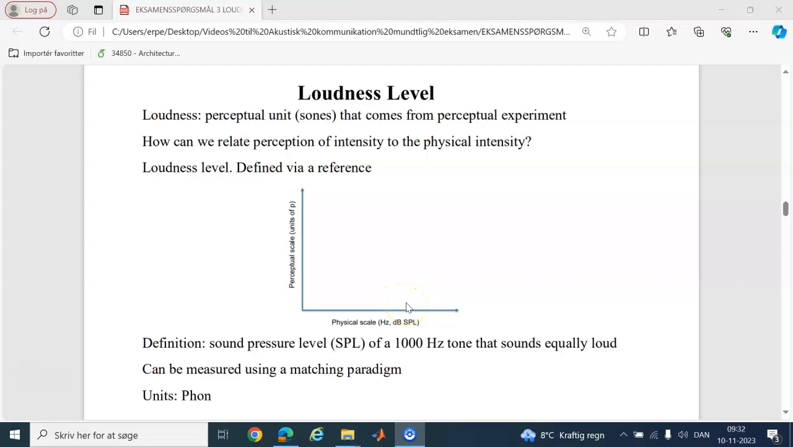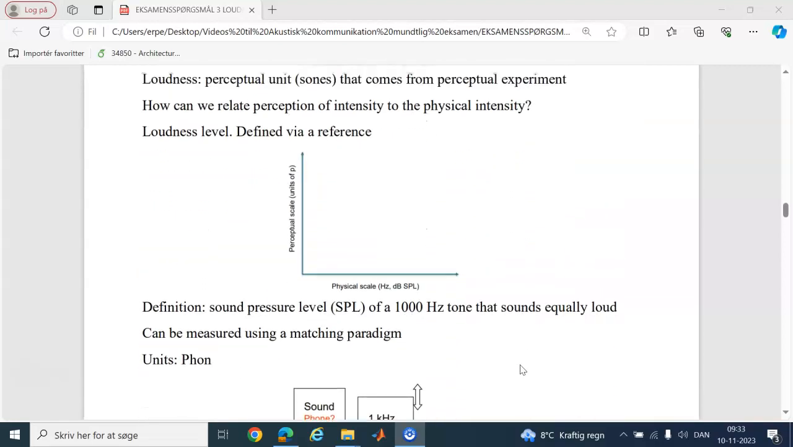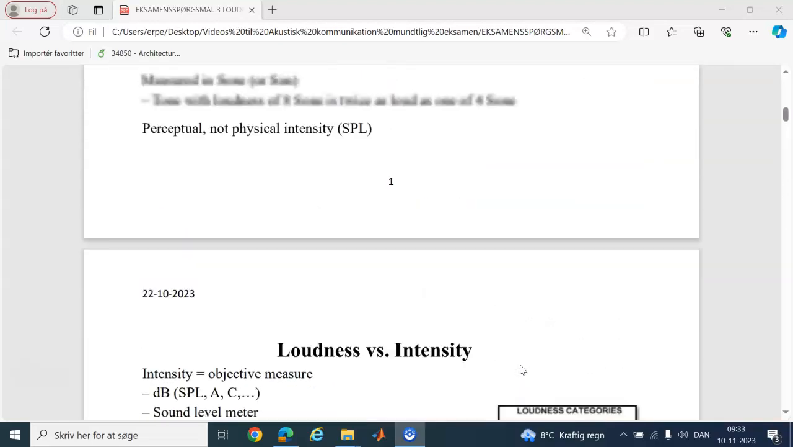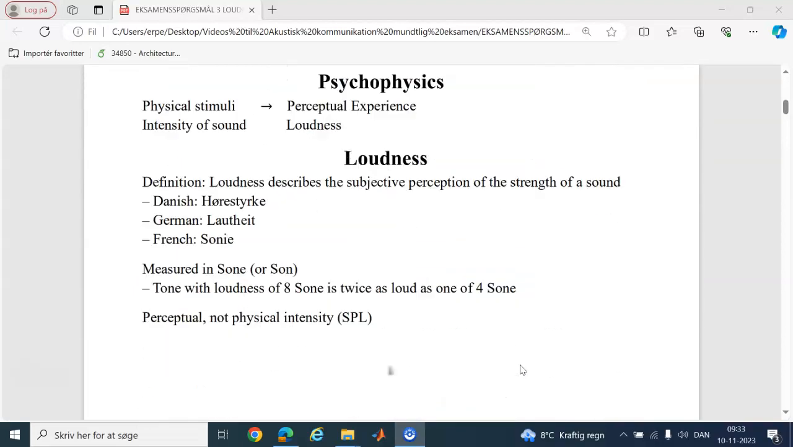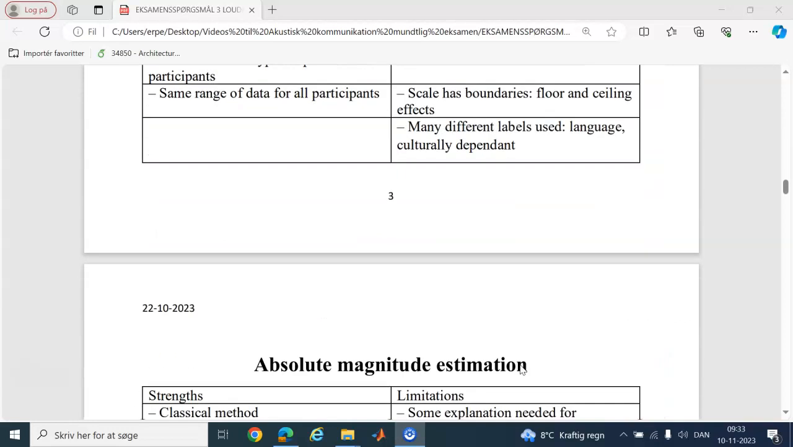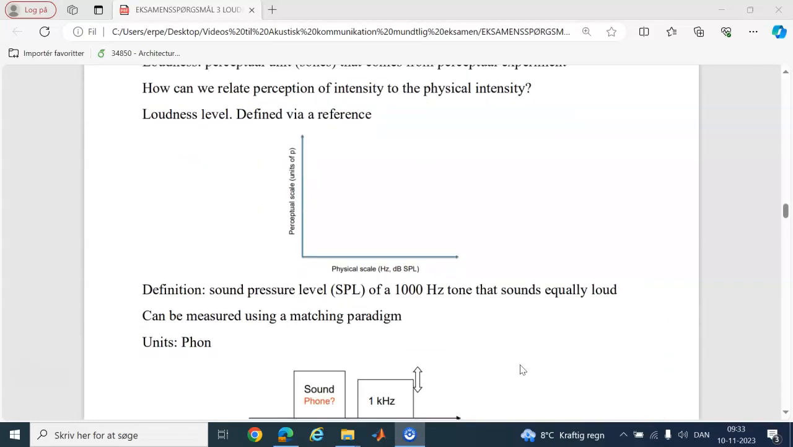Definition: the sound pressure level, SPL, of a 1000 hertz tone that sounds equally loud. It can be measured using a paradigm in phons. And that means, if you have a sound at 1 kilohertz and the SPL is 40 dBs, then it means that there's 40 phons also at that point.